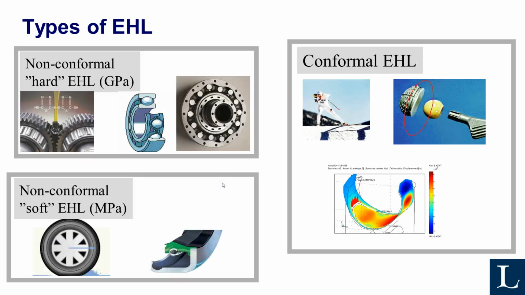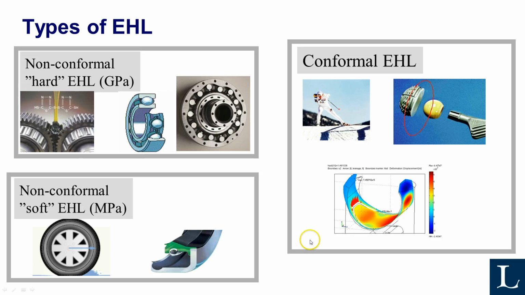There are different types of EHL. The type of EHL we will discuss mostly in this course is the hard EHL, which you can find in machine components. But you should also remember that there is something called soft EHL, still in non-conformal contacts, like in lip seals, in bearings, and in the contact between the tire and the road, a wet road. That's still EHL, but the surfaces are so soft that the pressure range is only in megapascal range. It never reaches the gigapascal.